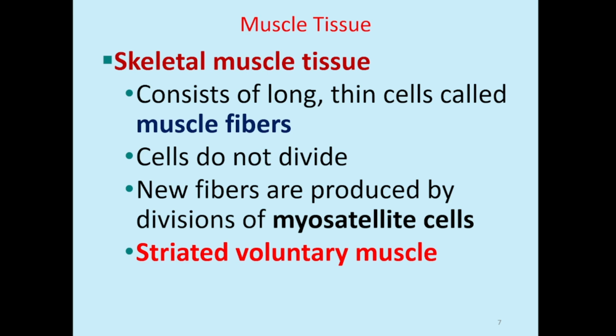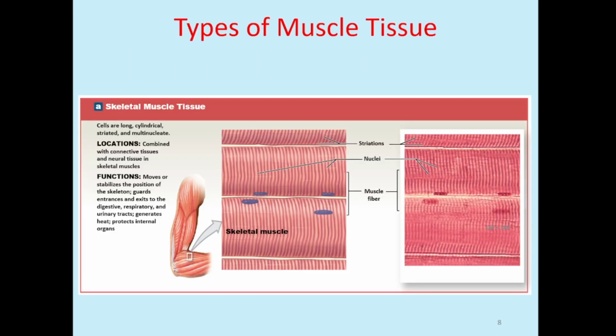Skeletal muscles are called muscle fibers. Cells do not divide; new fibers are produced by division of myocyte cells, and these are striated muscle fibers. If you look at the slide under the microscope, what you will see are these lines, these are striae, so you will see these striations, and then the nucleus is multinucleated, but the nuclei are at the periphery.